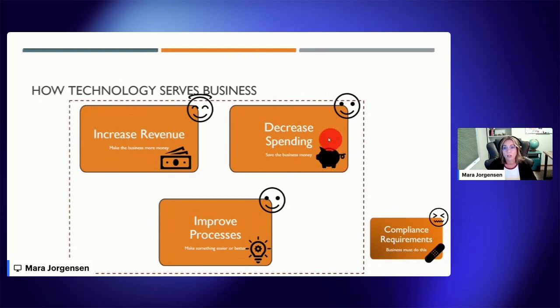So there are three main reasons that customers or businesses will spend money on technology: to increase their revenue. You could see that he's very happy. You're very happy if you can increase revenue. Decrease spending. Definitely happy if we can decrease our spend. Improve processes. We can definitely be very happy and we can monetize on process improvement because we can prove that we saved hours, we saved days, we saved widgets, XYZ.